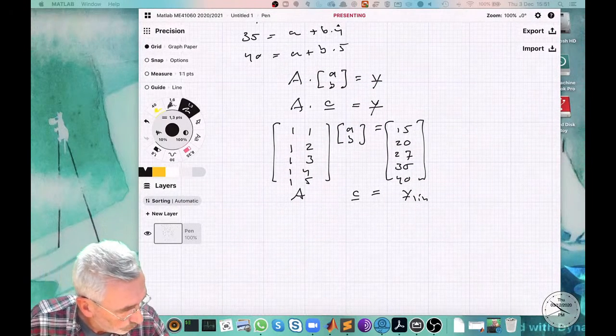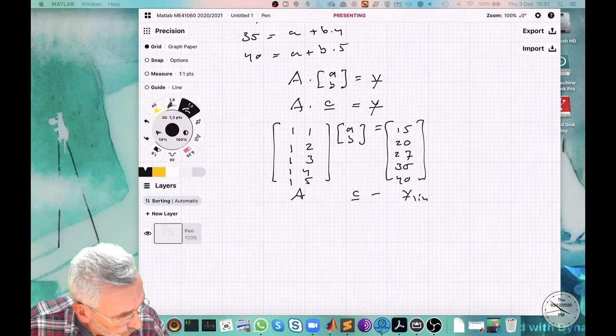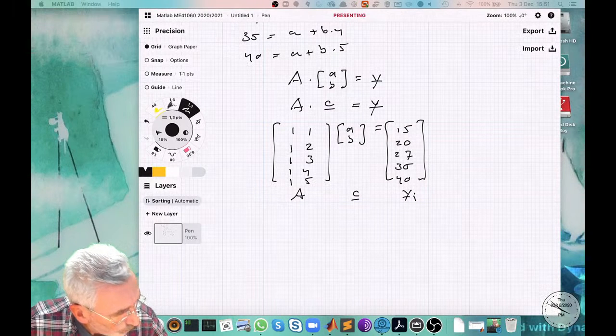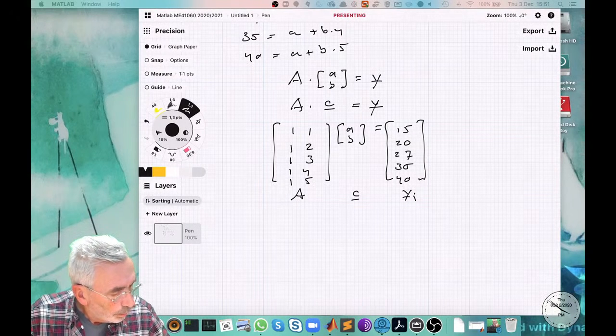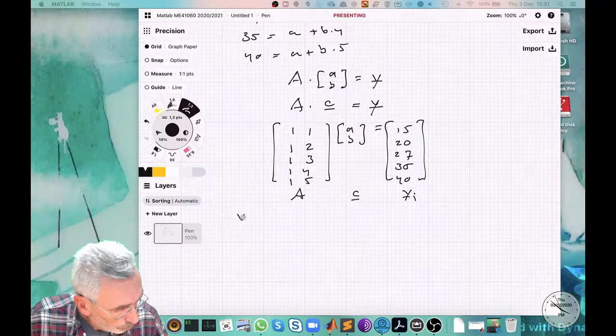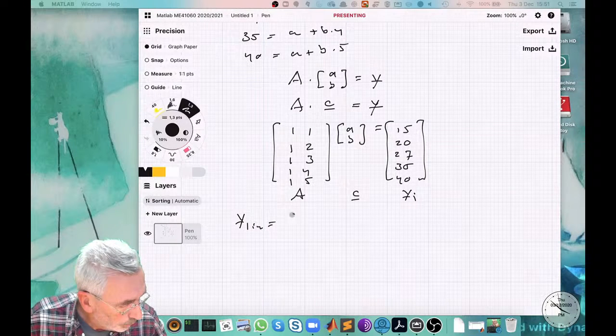Well, sorry, not a linear one. Now we can formulate an error. These are the measured values, sorry. And we can calculate this part, which we call Y linear. So Y linear is A times C.